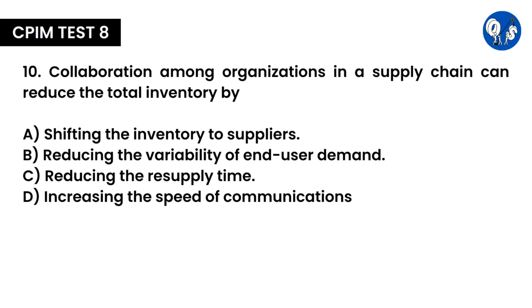Question number 10. Collaboration among organizations in a supply chain can reduce the total inventory by A. Shifting the inventory to suppliers, B. Reducing the variability of end user demand, C. Reducing the resupply time, D. Increasing the speed of communications. Here the correct answer is C.